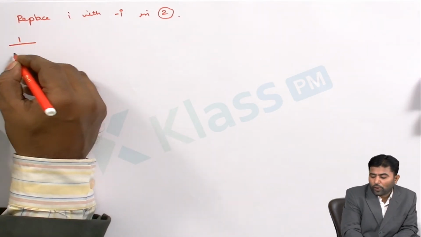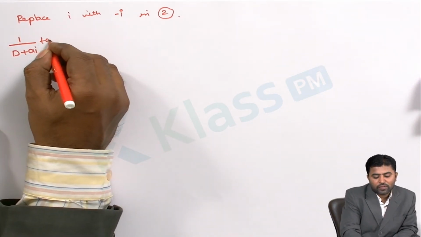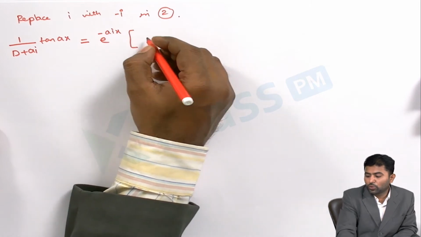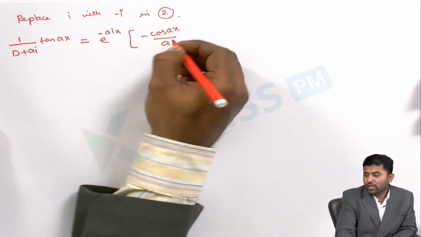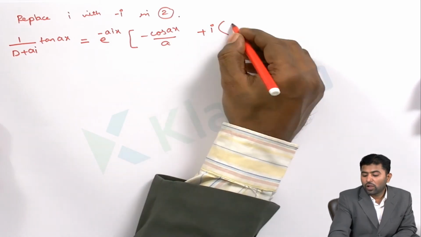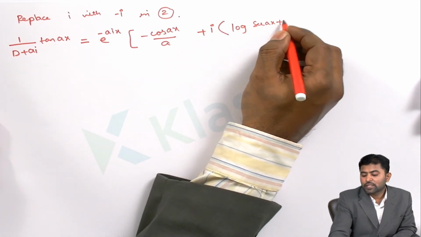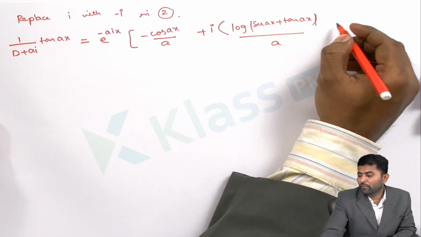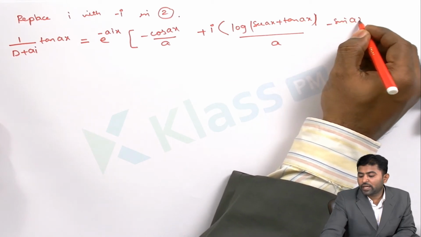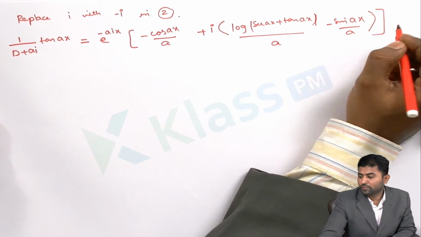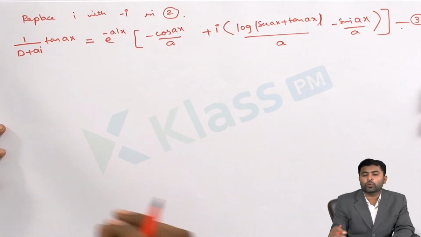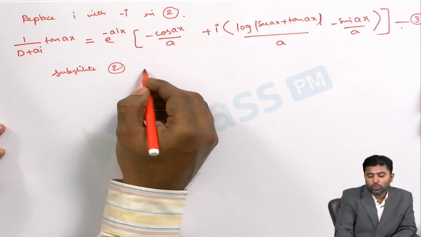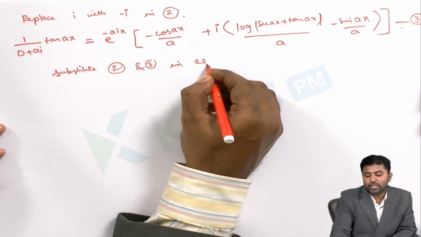So we get 1 by D plus ai tan ax is equal to e power minus iax into minus cos ax by a plus i log mod secant ax plus tan ax, whole divided by a minus sin ax by a. Call this 3. Now substituting 2 and 3 in equation 1.